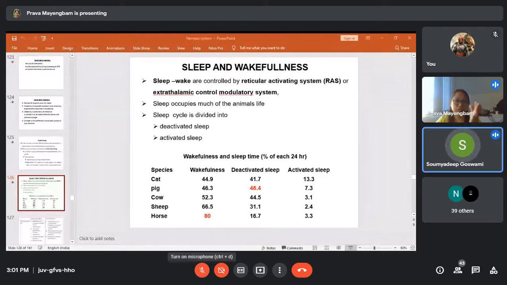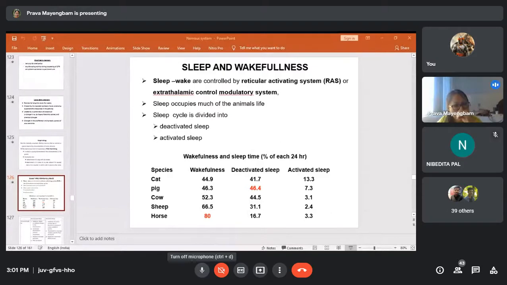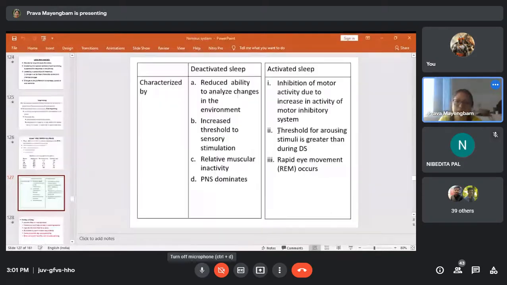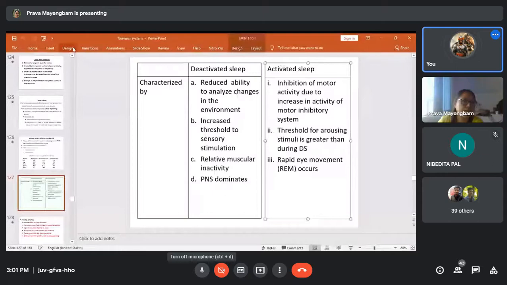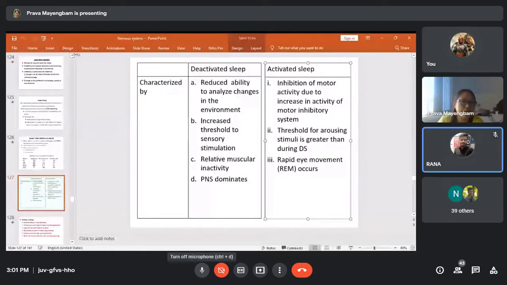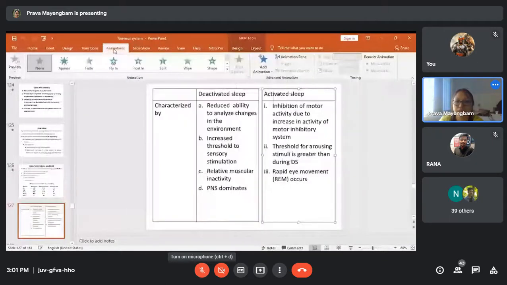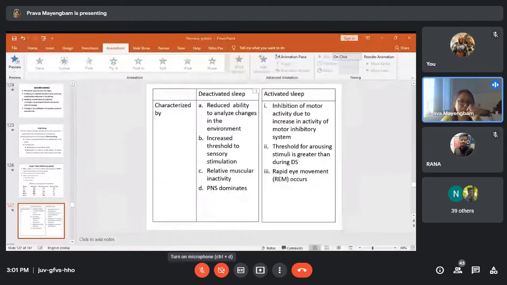What is the difference between activated and deactivated sleep? Yeah, in the next slide. Is my next slide visible? No, ma'am. Okay, so this way. Yes, ma'am, now it's visible. Wait, I'll just put one animation here. Is the slide visible here?